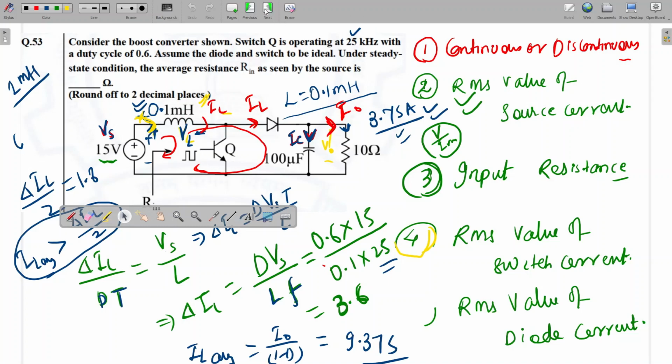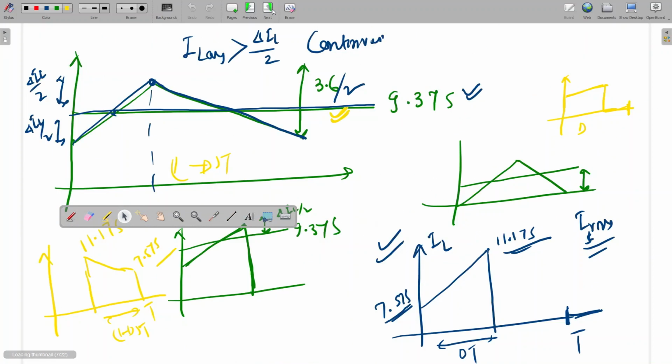Is it clear? See, the source current will not be like this one. I made some mistakes here. The source current, if positive, will be like this, and if negative, it will come like this. This is the inductor current. The source current will be like this one. Anyone have any doubt? Again, I will draw the waveform. Otherwise, we can close the session.